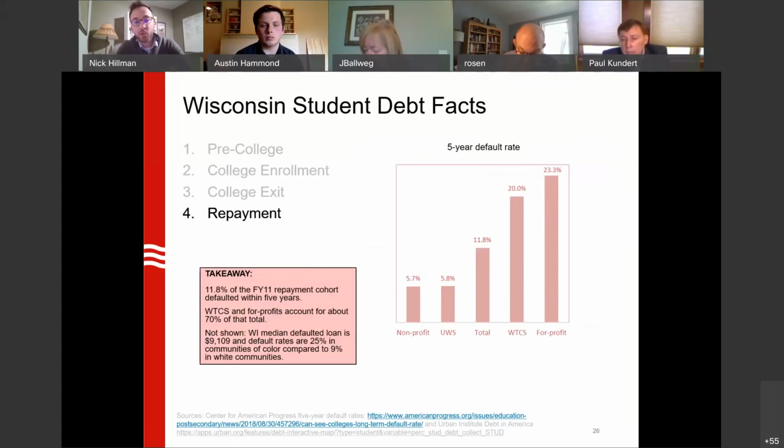Not shown here is that the median amount that a borrower defaults on in Wisconsin is $9,000. So most borrowers are defaulting on relatively small debts. And think about that distribution we just looked at. These small debt borrowers really have some struggling issues that can be addressed. The tech colleges and the for-profit sector account for about 70% of all the defaults that happen within 5 years. And so again, pinpointing problems, this might be helpful if you're interested in default.